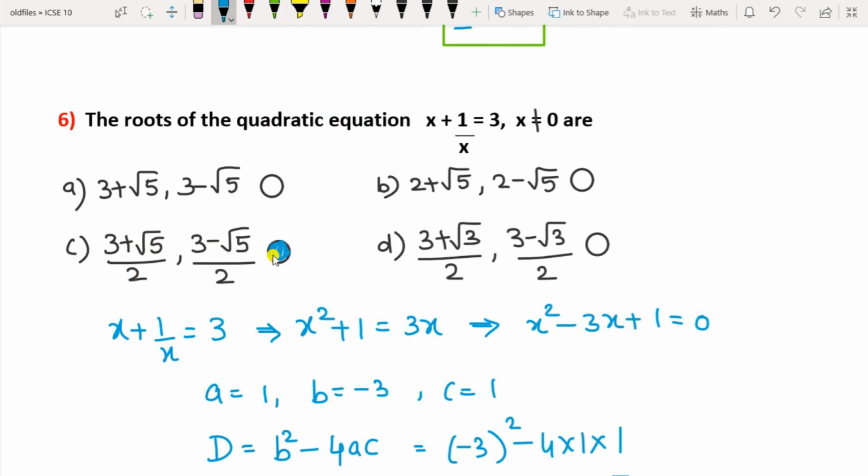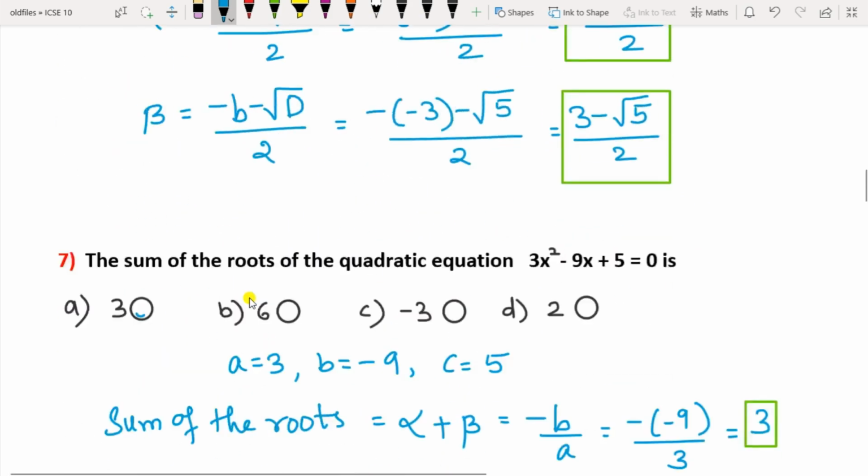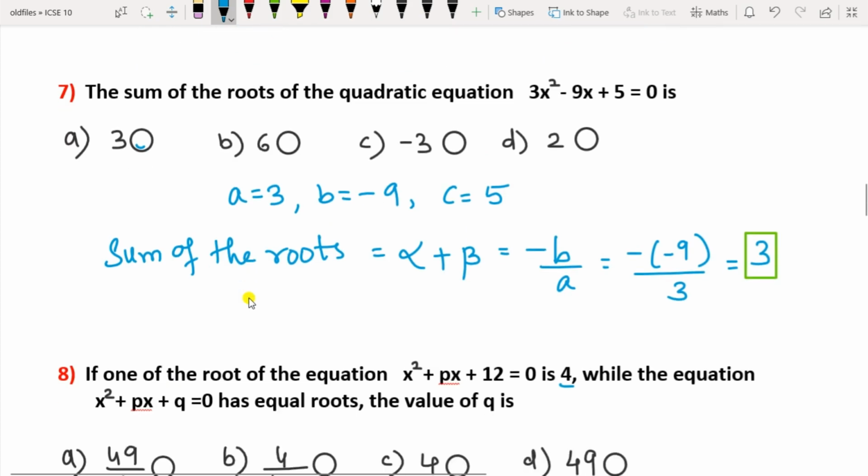So as you have seen, you need to practice the whole exercise, then only you are able to solve the MCQs. The sum of the roots of the quadratic equation 3x square minus 9x plus 5 equal to 0 is. So sum of the roots is alpha plus beta, that is equal to minus b by a. So from this equation b is minus 9 and a is 3. So minus of minus 9 by 3 is 3. So 3 is the correct option.